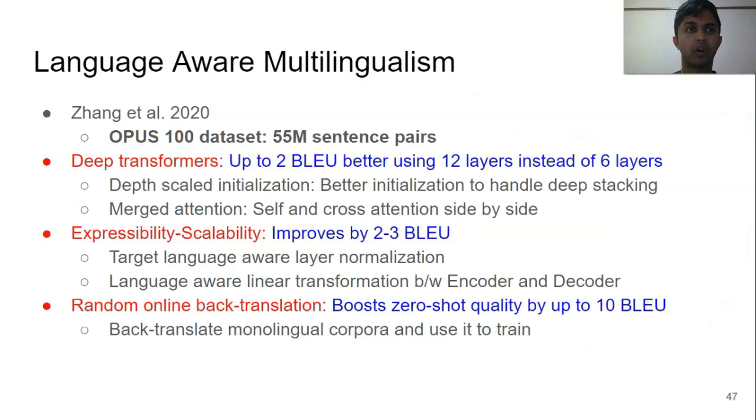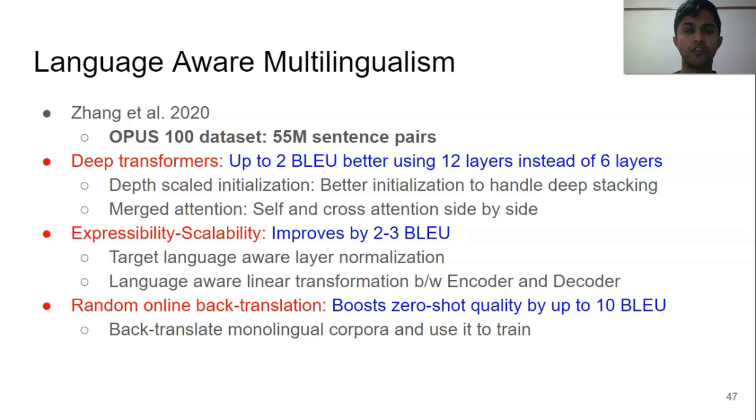The next work I would like to talk about is Zhang et al., where they did this same kind of massively multilingual experiment on the Opus 100 dataset with 55 million sentence pairs. They focused on using deep transformers with depth-scaled initialization and merged attention mechanism, and they saw that it's better to have 12 layers than 6 layers using these two mechanisms, for an improvement of up to 2 BLEU points. They focused on the expressibility scalability trade-off, where they saw that having target language specific normalization and language aware linear transformations between the encoder decoder helps improve translation quality by another 2 to 3 BLEU points.